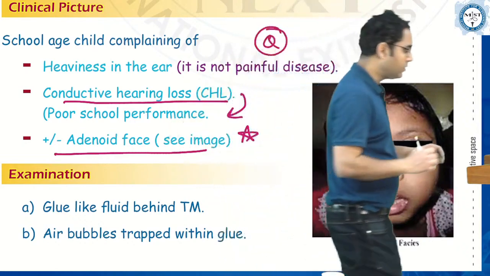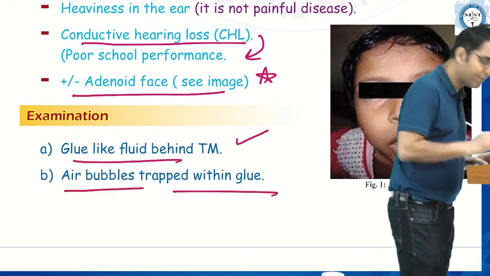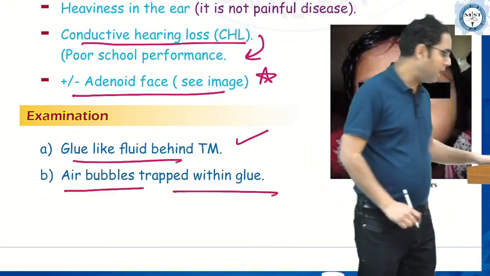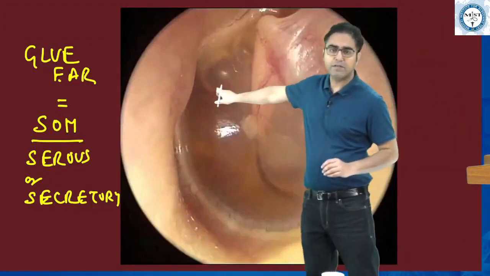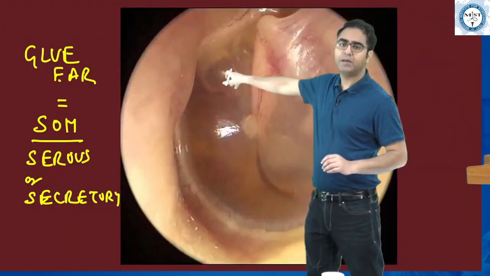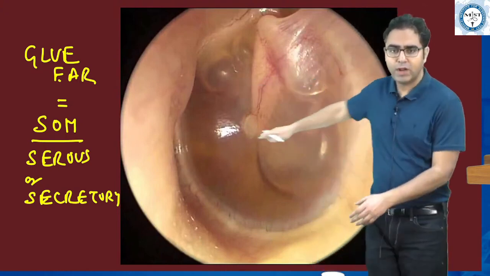Examination: glue-like fluid behind the tympanic membrane, air bubble trapped within the glue. You just saw that there was glue-like fluid behind the tympanic membrane, and can you look at it? This is the air bubble, trapped behind the tympanic membrane in the glue. I can see the fluid level also over there.